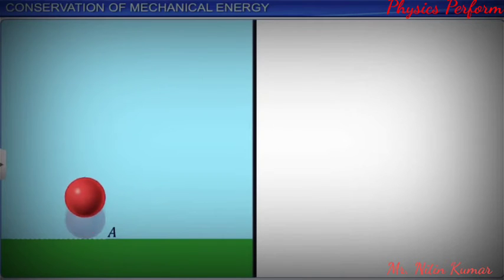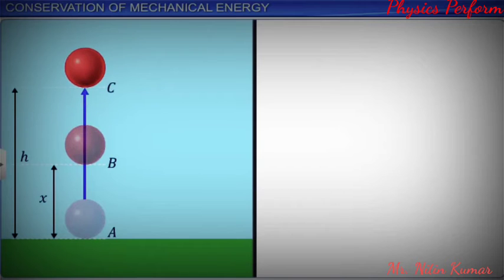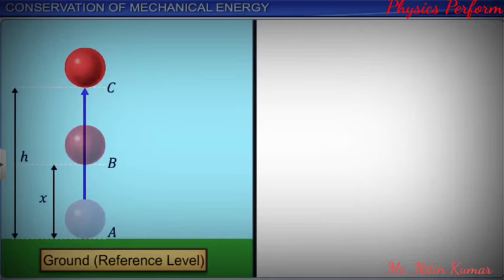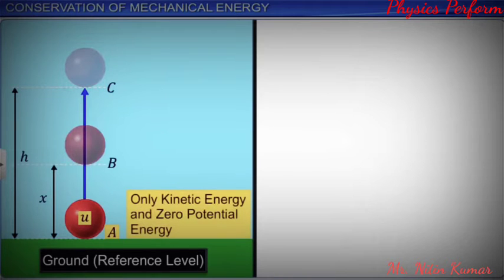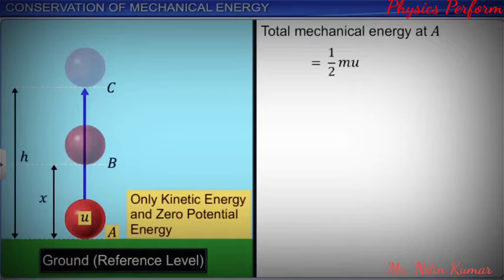Let's throw a body vertically upwards. In this example, we assume that the potential energy is only due to gravitational force, and we take the ground level as the reference level. The body thrown vertically upwards with velocity u has only kinetic energy at A and 0 potential energy at A. Its total mechanical energy is expressed by half mu square. Let this be equation 6.